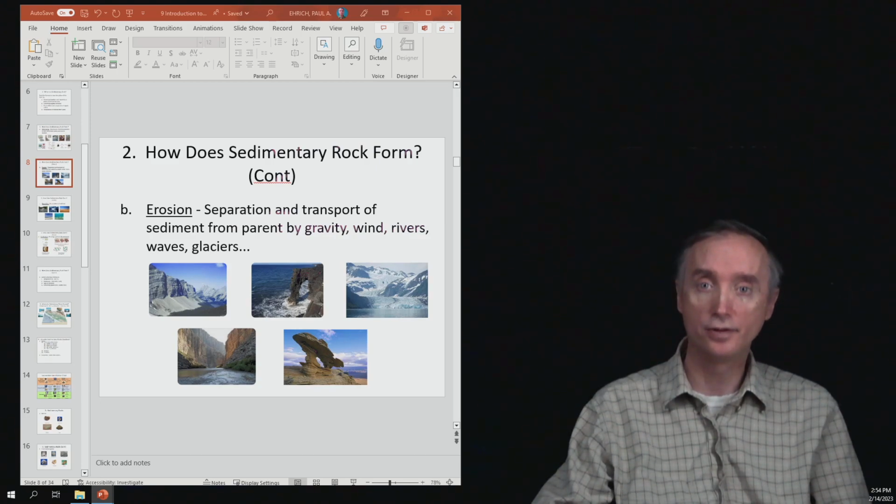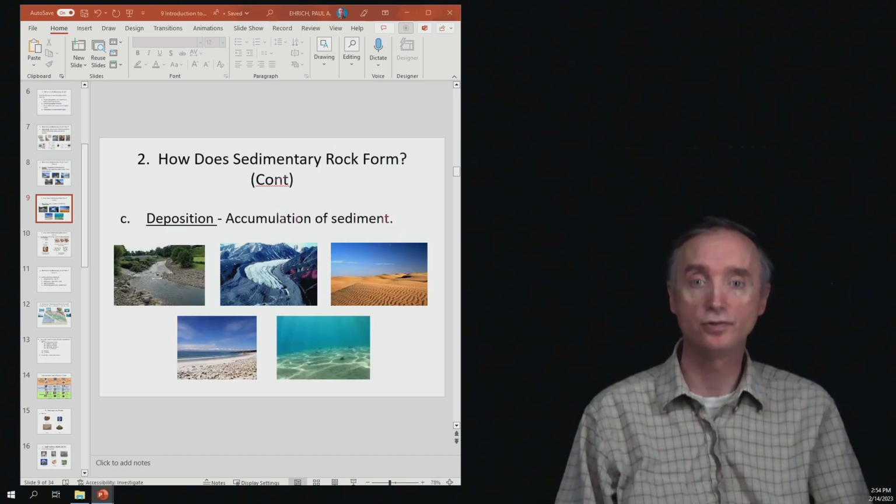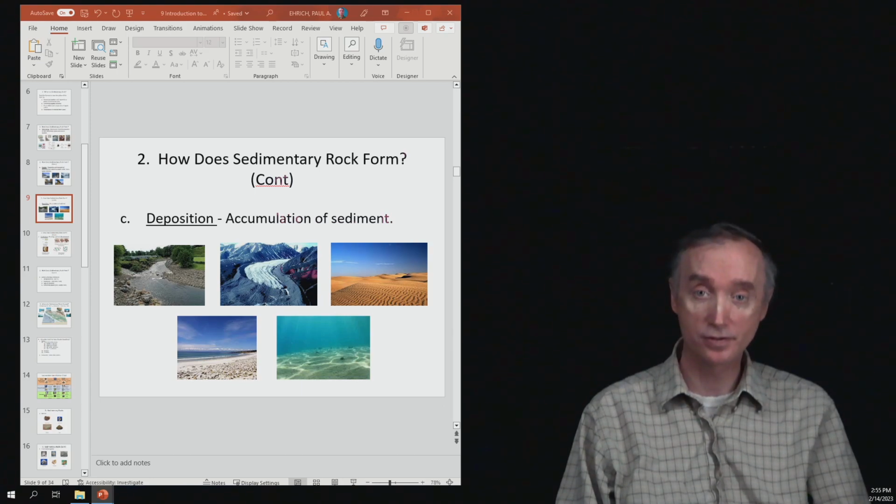Okay, in our next segment, we are then going to talk about what happens to the sediments once they have been eroded and transported.